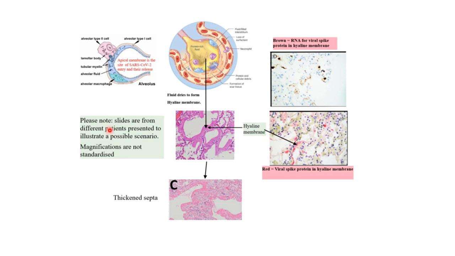In this slide, please note slides are from different patients presented to illustrate a possible scenario. Magnifications are not standardized. So here we have the fluid dried up to form hyaline membranes. If you look in the hyaline membrane, this thread is SARS-CoV-2 antigen, virus spike protein in hyaline membrane. That's red. So that's the viral spike protein in hyaline membrane.